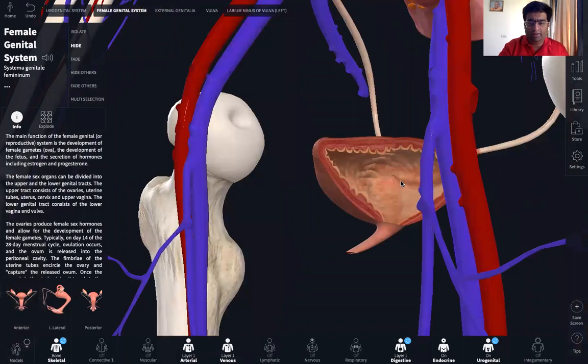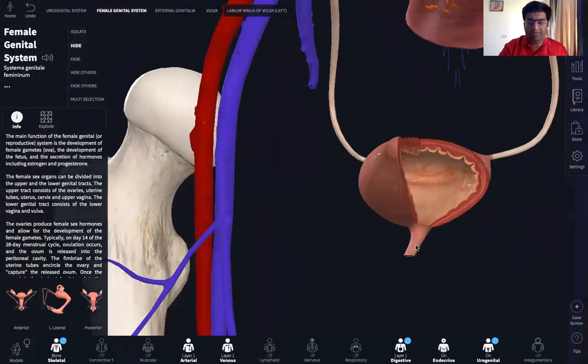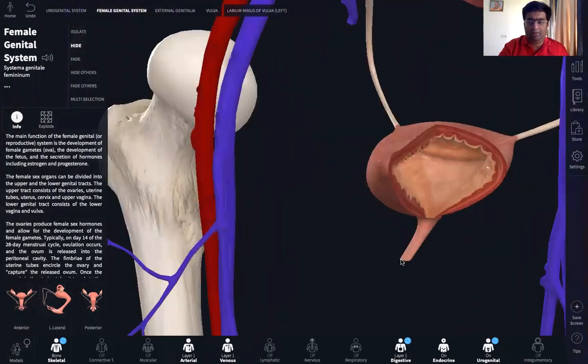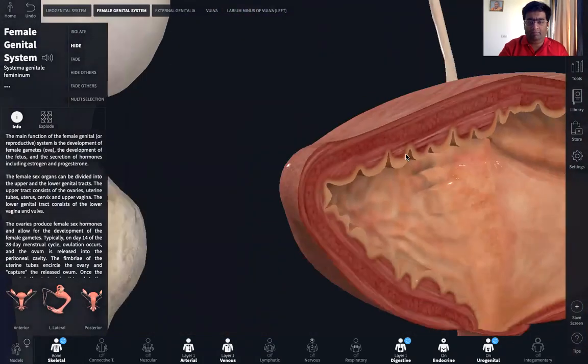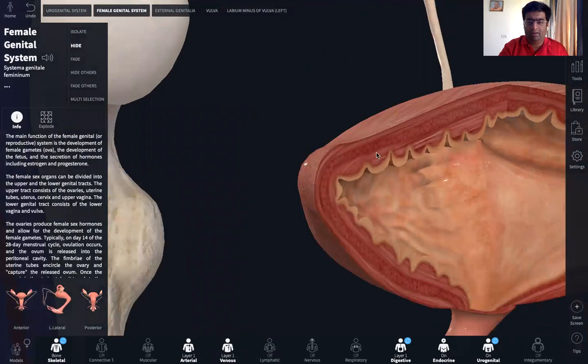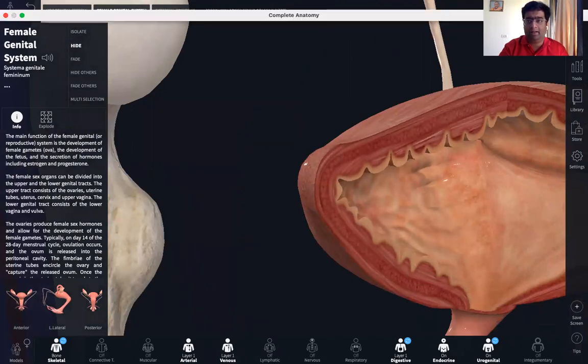So here you all can clearly see the length of the female urethra is far shorter as compared to the male urethra. And you can see the walls of the urinary bladder having a very thick layer of muscles. That is what makes the urinary bladder highly distensible.